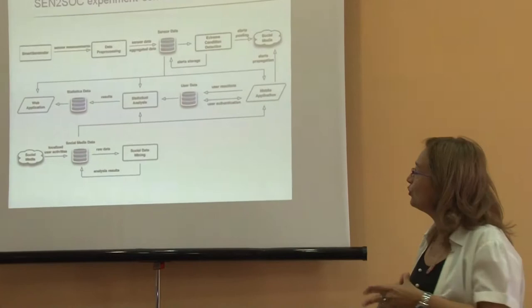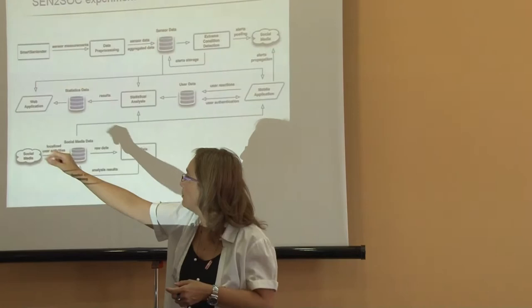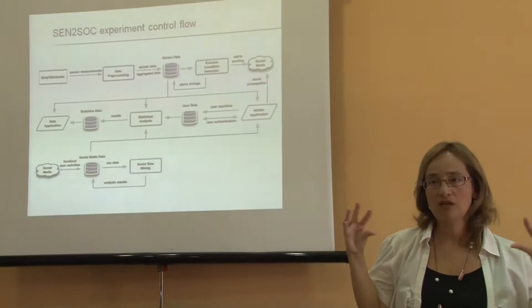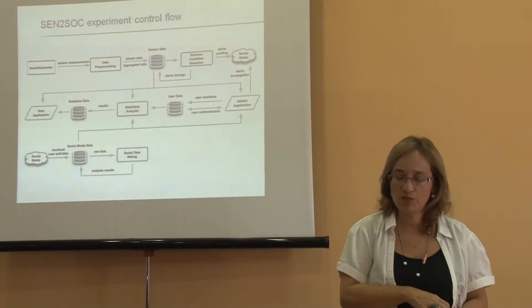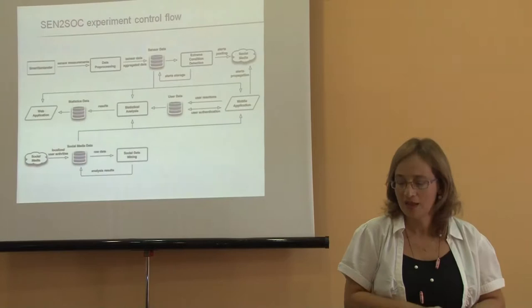And then, of course, we need to have the sensor data for the statistical analysis along with the user data. And then the statistical data feeds the web application. And of course, we have, again, the social data activity, which is also used in the analysis. I hope that by having this control flow in mind, you will be able to realize how the implementation proceeded, once we stop in the web application, once we stop in the mobile application, and the statistical analysis will also be there. Okay?